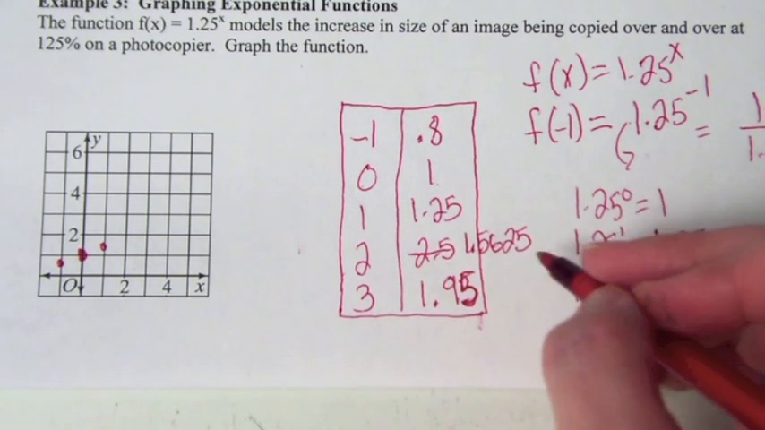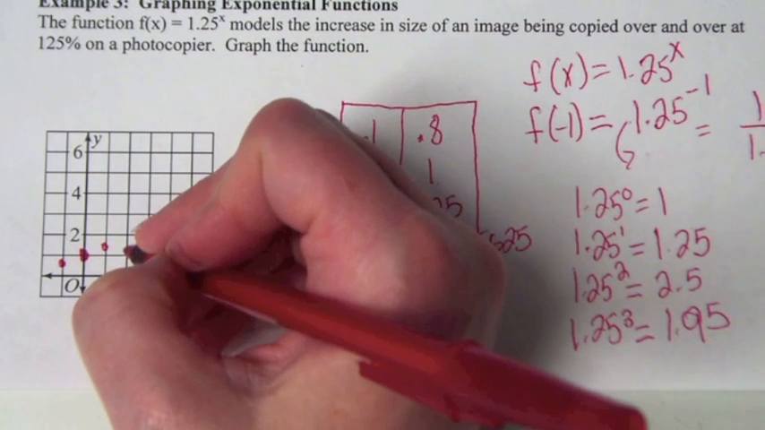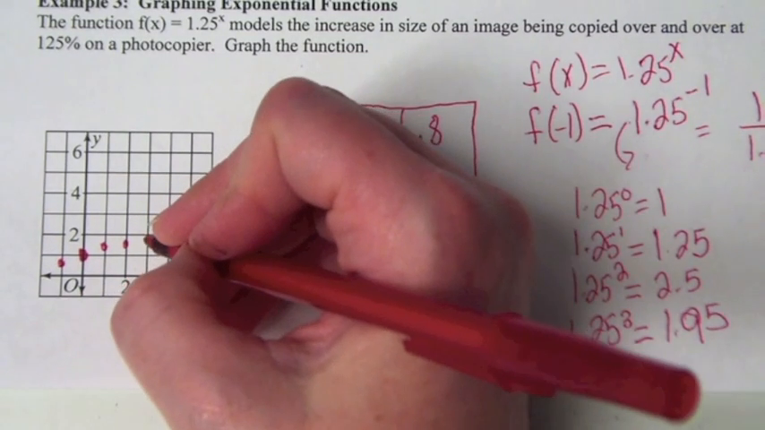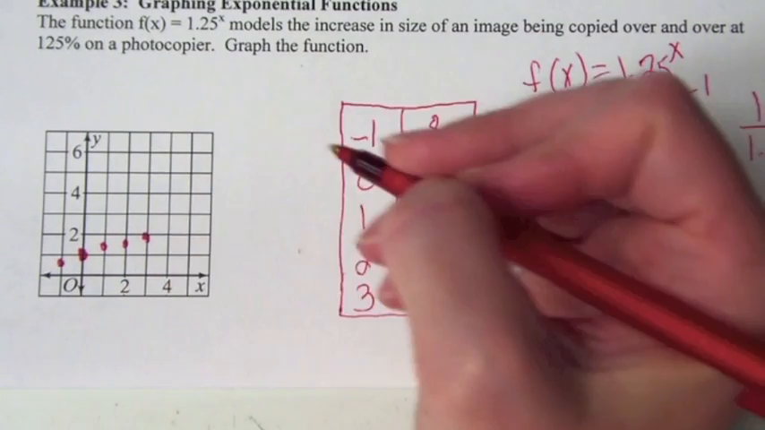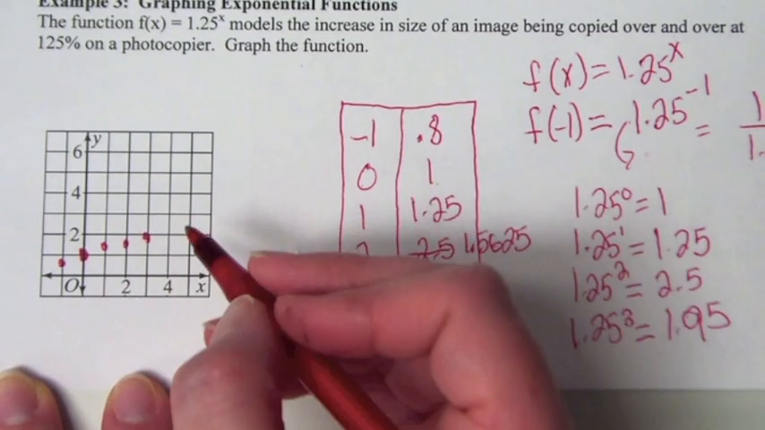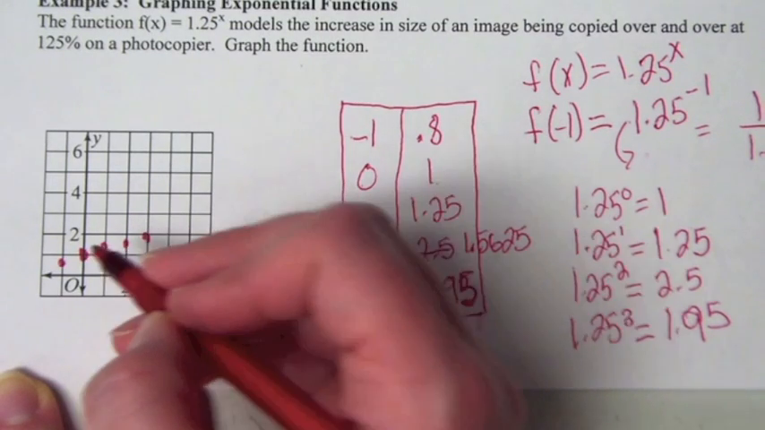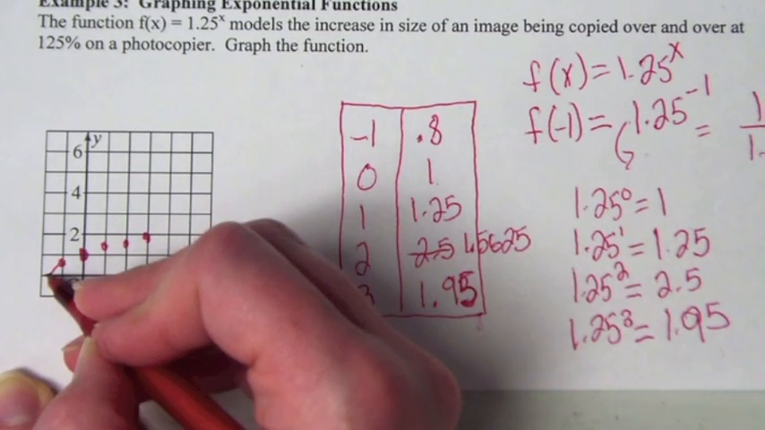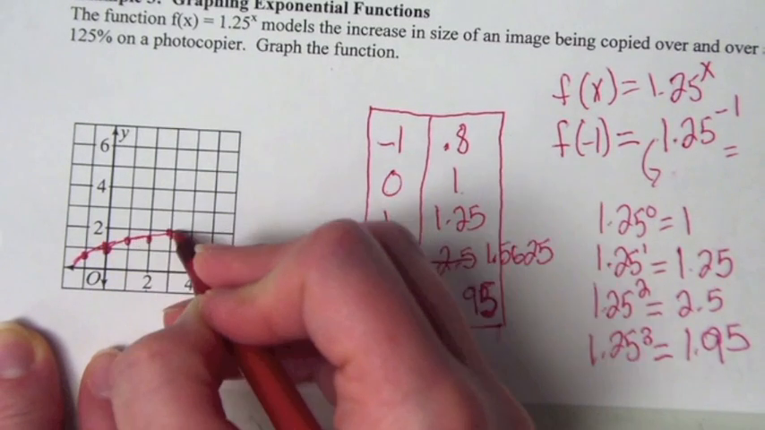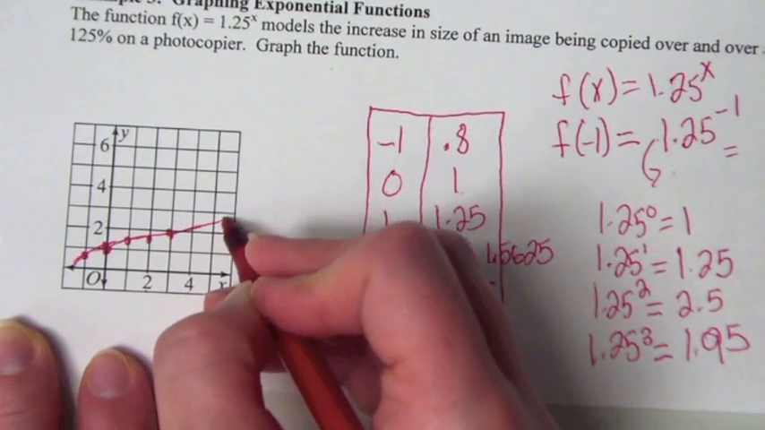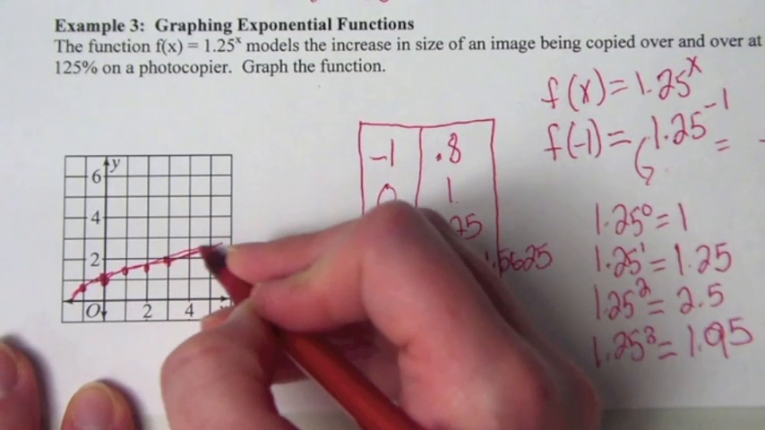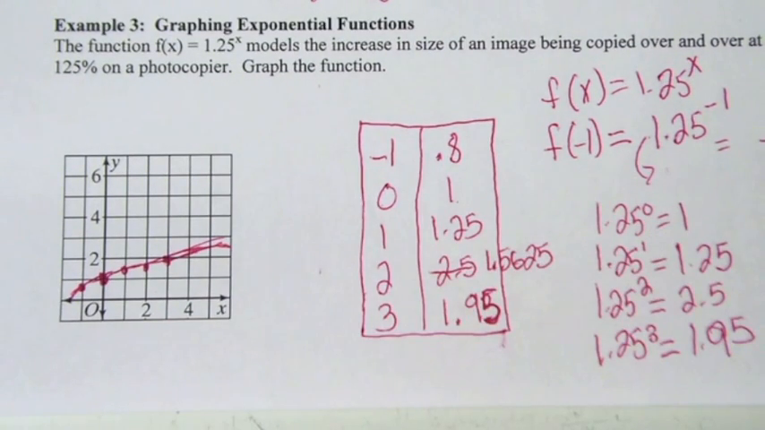Then we have 2 and 1.56, and then 3 and 1.95. It curves. It's kind of hard to tell in this. It almost looks like a line. I should have spread out my graph a little bit, but it's going to look kind of like this. It's going to be a curve like that, and that's what a lot of the exponential functions look like.